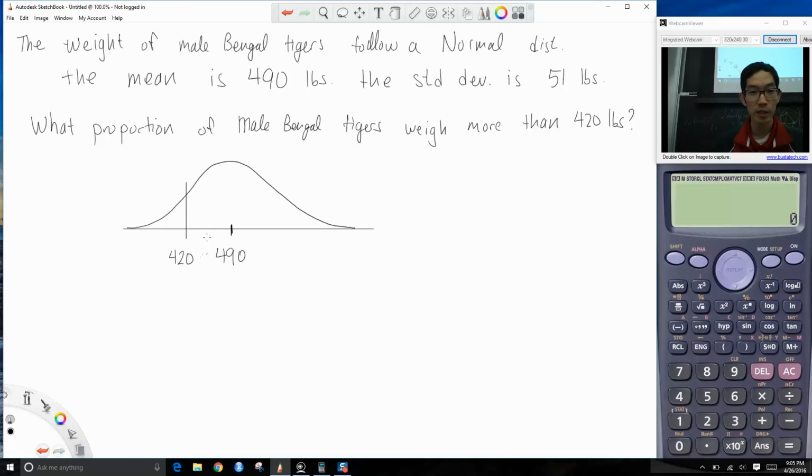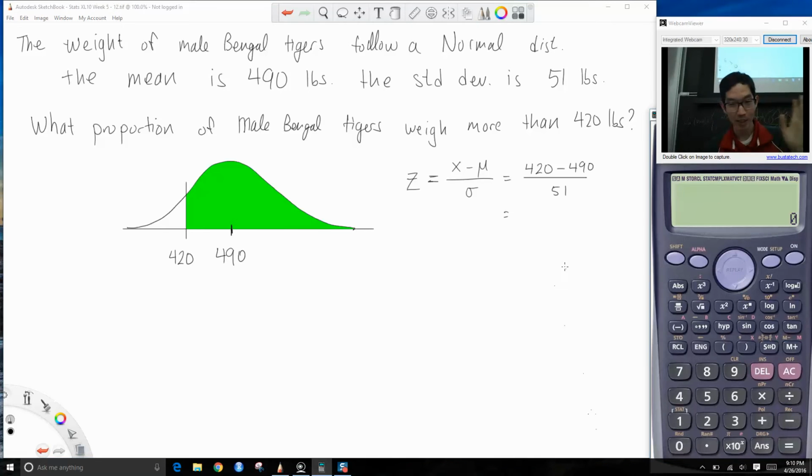And it says, what proportion of male Bengal tigers weigh more? So I want the area to the right. Okay, so go ahead and try to solve this. I'll give you guys a minute. I'm going to pause the video if you're watching on YouTube. So please use this as an exercise to try this out. All right, so backing up, I'm going to just repeat myself for the YouTube video.